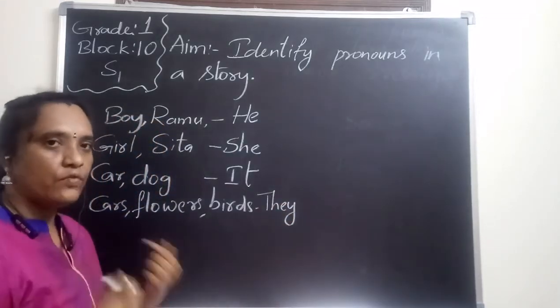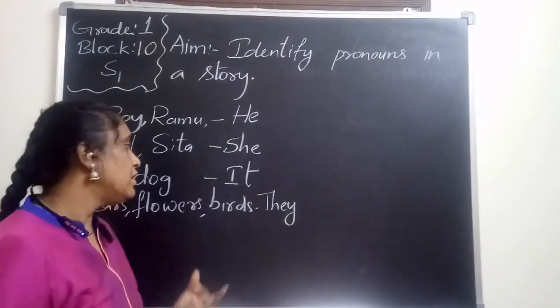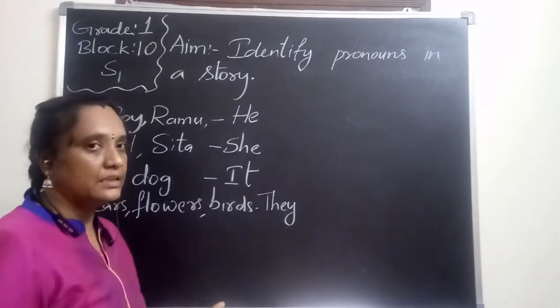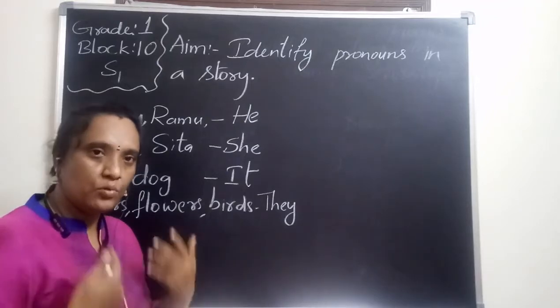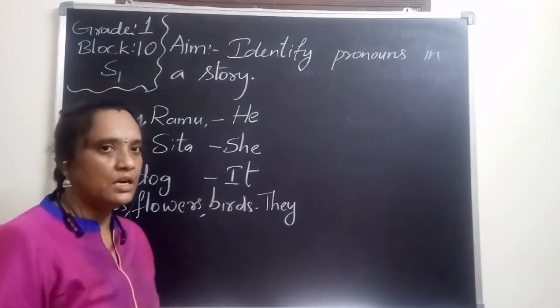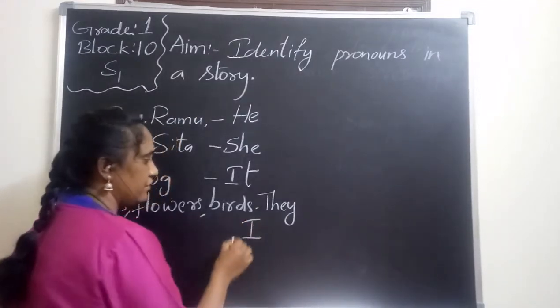And normally for ourselves we use I. So I is the word we use for ourselves. Now I am a girl. If we are talking about yourself, about the person who you are, then we use the pronoun I. So I is also a pronoun we use for ourselves.